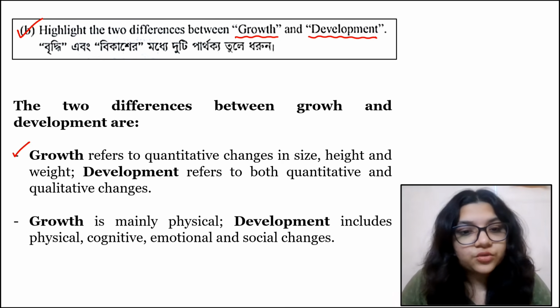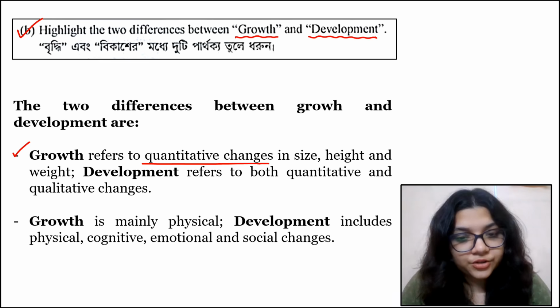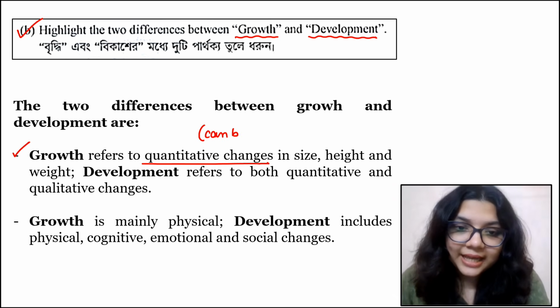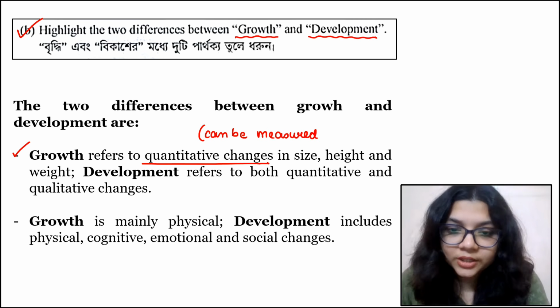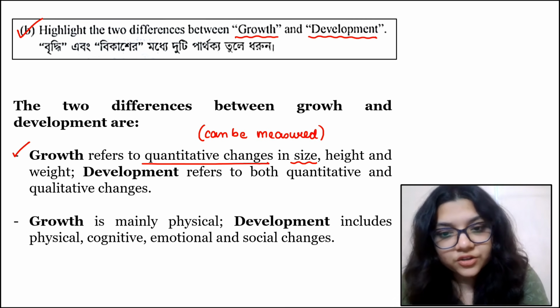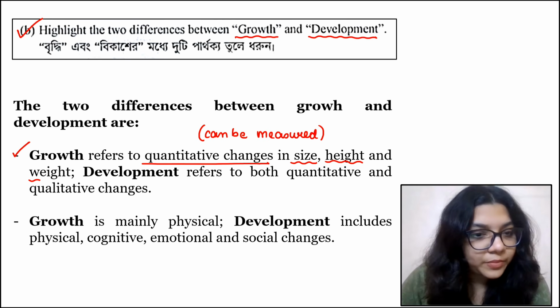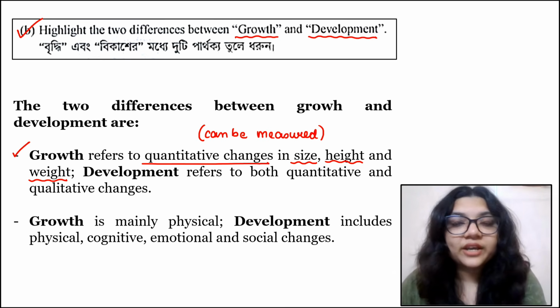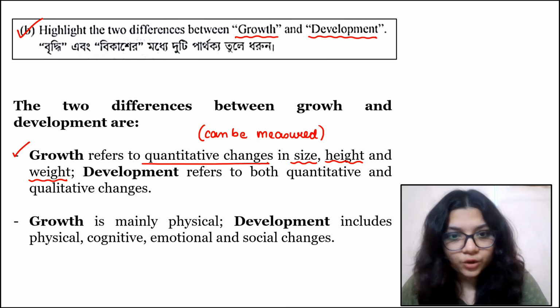Growth refers to just the quantitative changes. Quantitative changes means that it can be measured. Like size, you can measure the size of a person. Like height, you can easily measure the height of a person. What is the weight of a person? You can measure all of that. So whatever you can measure, whatever can be quantified, that is your growth.